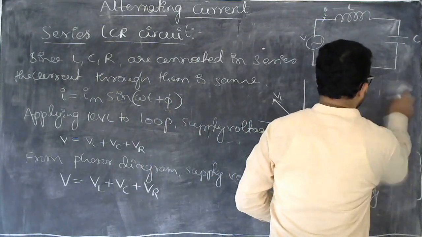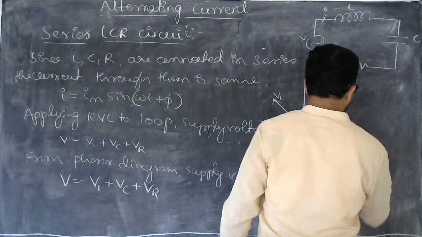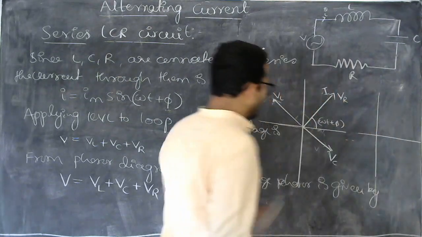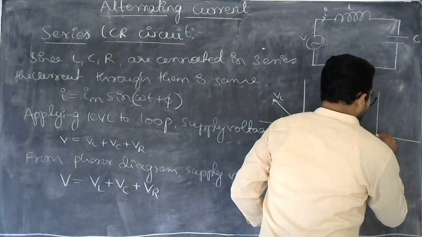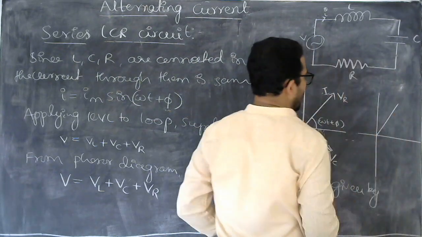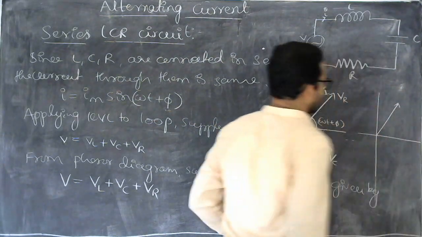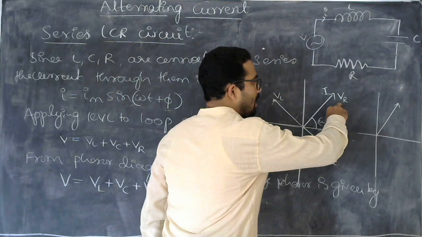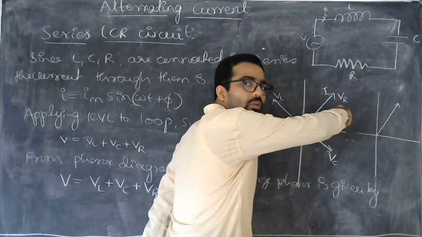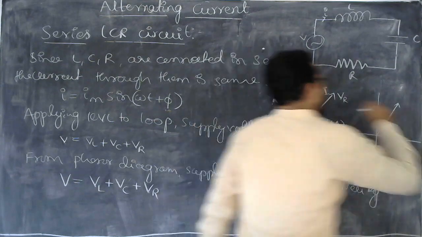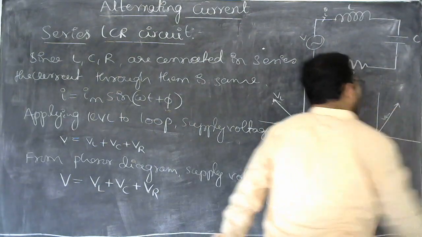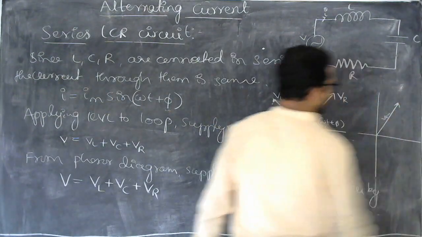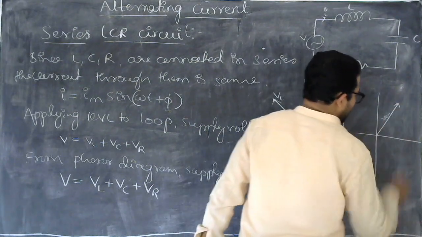Again, let us write the vector magnitude of this. Let me draw here. See here, this is V, this is VR, and we have to write its vector magnitude. The vector magnitude is its peak value, so I can write VRM. VRM is the vector magnitude, VRM is this one, and I is also this one.